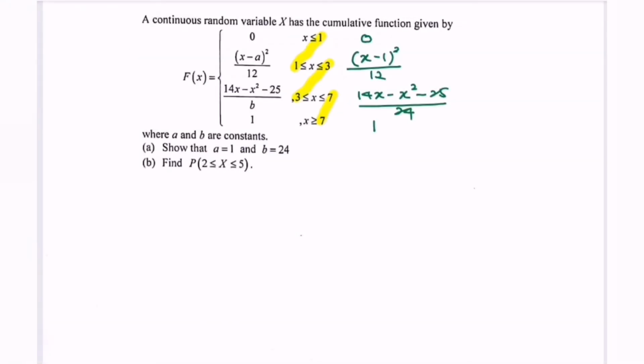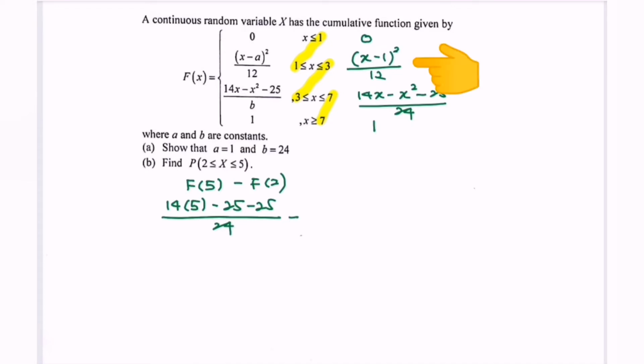So by refer to b, here we have the function. The question asks us to find the probability that x is greater than or equal to 2 and less than or equal to 5. So kindly refer to the situation where we have the CDF: f5 minus f2. When we're dealing with f5, we're going to use the third equation, where we have 14 multiplied with the 5 minus 25 minus 25 over 24 for the f5, minus the f2, which refers to the second function, where we will have 2 minus 1 bracket squared over 12.